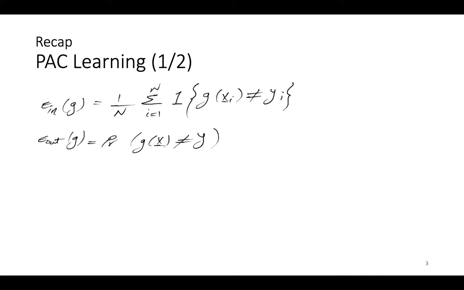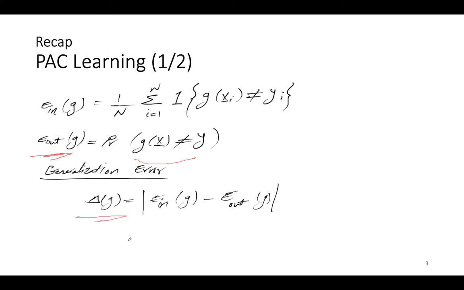Also, we knew that using PAC learning, in-sample error can be computed, in the case of classification, by a simple summation over all those indicator functions of the misclassifications inside your training examples, and E out would be a probabilistic model depending on the number of samples you use in your test set. You would have to just count them and make the probability out of those, okay? All right, we define again, as a recap, that delta G was the difference between your training error and your test error for G.